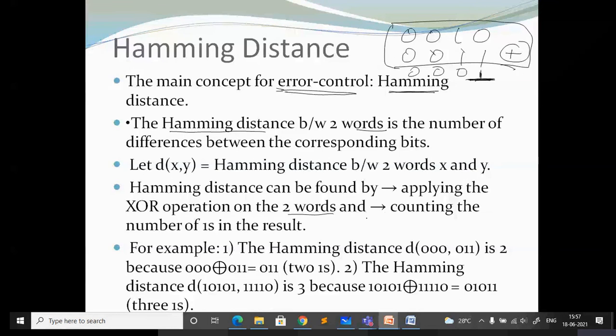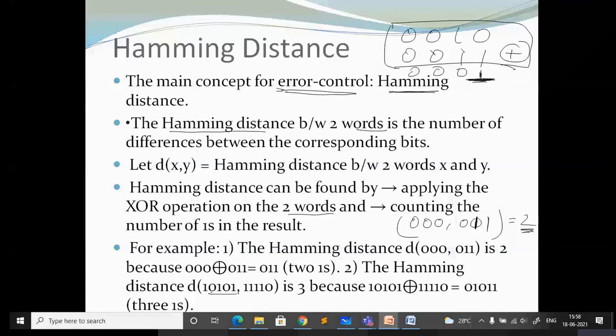What are the two words here? Code words: the actual code word, and the code word that is received. By applying this XOR operation, we will get the result, whether an error is there or not, and if there is an error, how many bits got corrupted. For example, consider one code word and another code word 0, 1, 1. If you apply XOR operation, you are going to get 2 ones. That means 2 bits got corrupted.